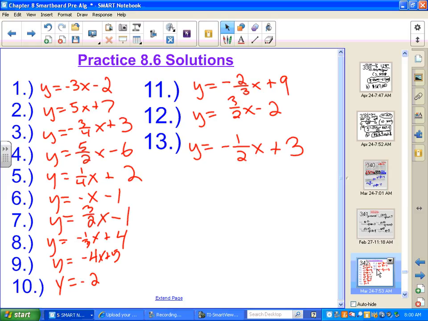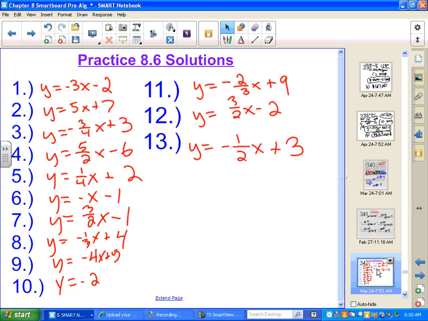All right, let's go to practice 62. Okay, and I'm just going to read them. Are you guys okay if I just read the evens? Okay, number 2. Ready? I'll wait. That's fine. Okay, practice 62, number 2. Y equals negative 2x plus 1. Number 4, y equals 2/3 x minus 4.